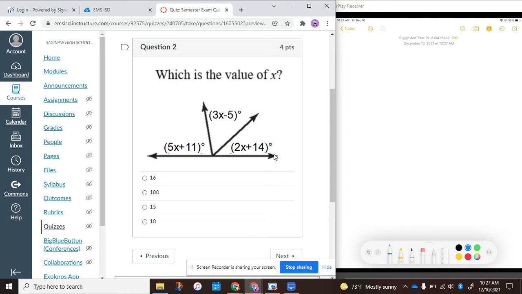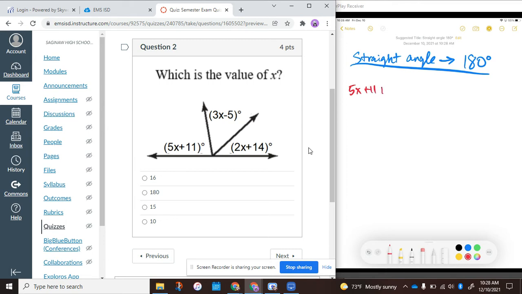Okay, so that's the key piece of information right here, is that if we have a straight angle, that's 180 degrees. That is our key piece of information right there. So what that does for us is it tells us that if we add this angle plus this angle plus this angle, all 3 of those added together should equal 180. So that's exactly the equation that we're going to set up for ourselves.